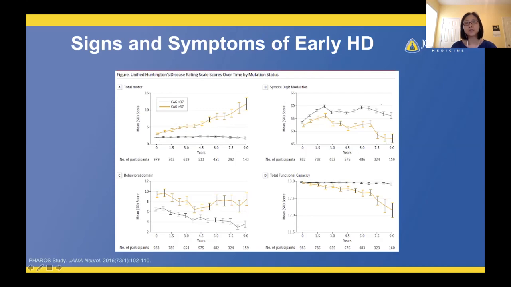And this symbol digit modality is again a sensitive cognitive test in HD. The orange line, those with the expanded CAG repeat length, continue to have a worsening of this test performance. I'm going to skip the behavioral domain for now, but D, total functional capacity, which measures their ability to carry out day-to-day functions, also continues to decline over time. Coming back to the behavioral issues, as you can see, there isn't really a clear pattern up or down, and that's really reflective of how these emotional or behavioral symptoms can occur anywhere along the disease timeline.